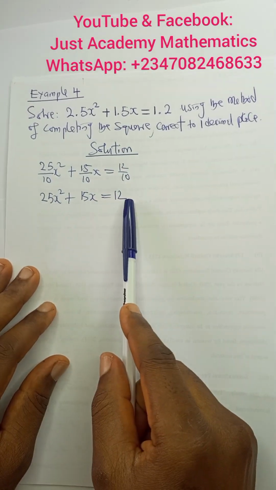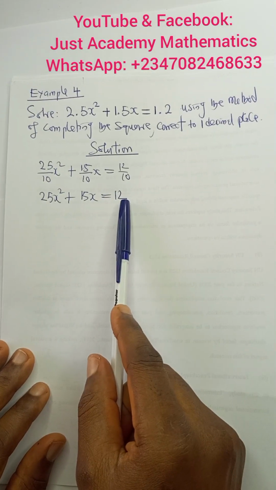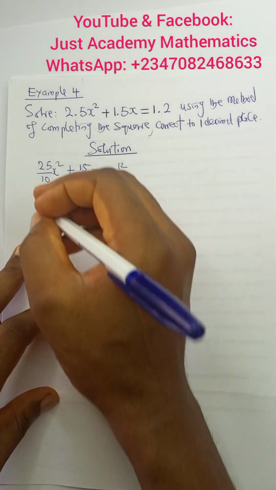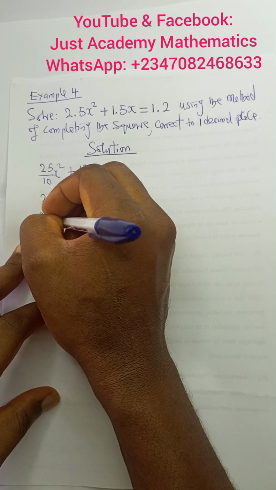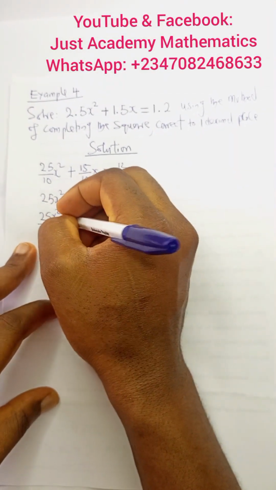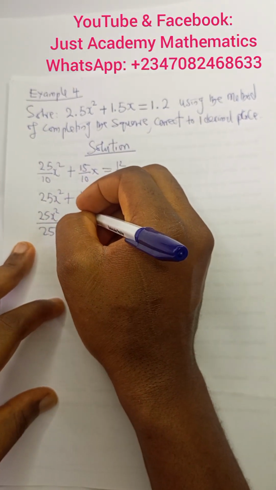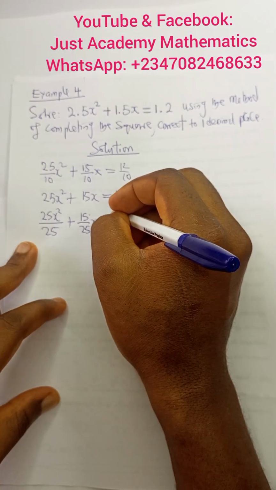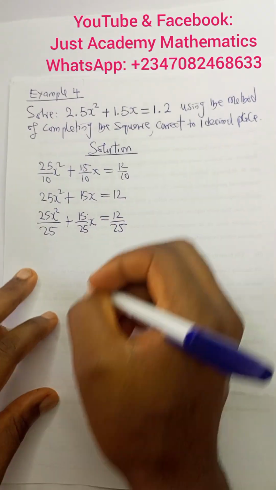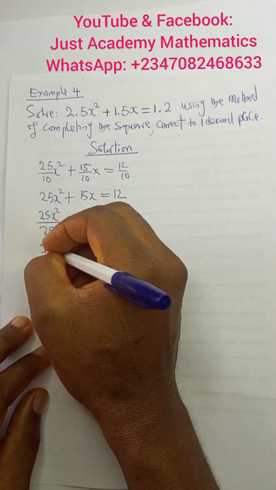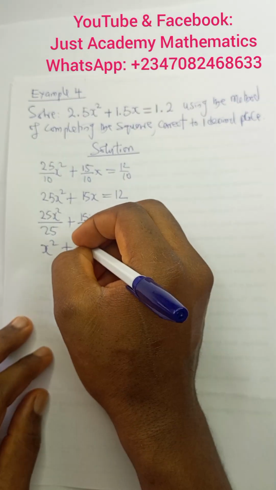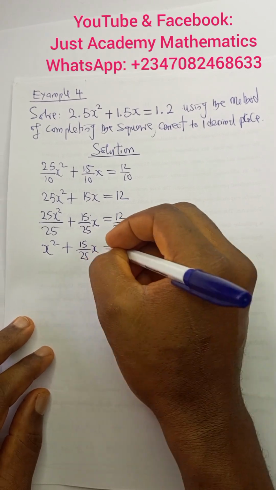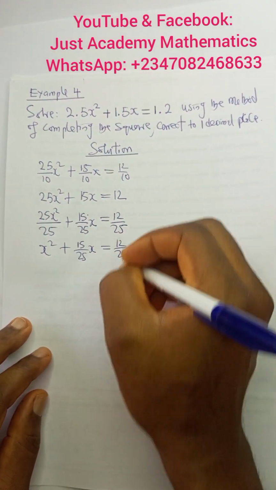Now, since 12 is already here, you don't need to move it here again. The next thing is to divide through with the coefficient of x squared, which is 25. So I have 25x squared over 25 plus 15 over 25x is equals to 12 over 25. 25 will cancel 25. We have x squared plus 15 over 25x is equals to 12 over 25.